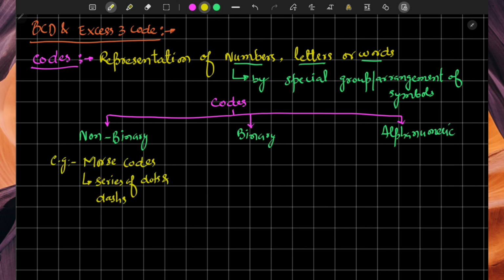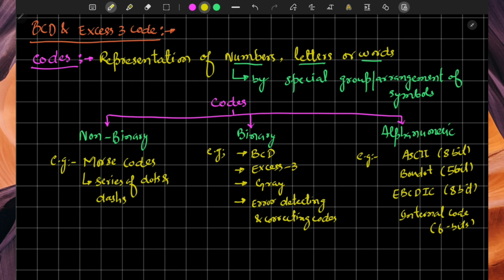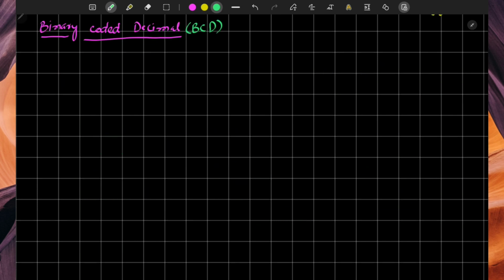An example of a non-binary code is Morse code, wherein we use a series of dots and dashes to represent the letters. The examples of binary codes are BCD, XS3, Gray, error detection, and correcting codes. Similarly, in alphanumeric codes, we have the examples of ASCII code, Baudot code, EBCDIC code, and internal code. Now let us discuss binary coded decimal.